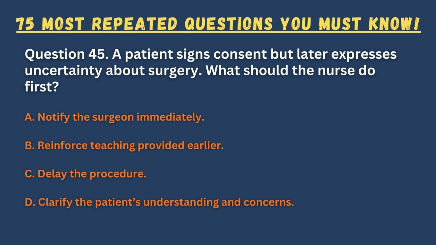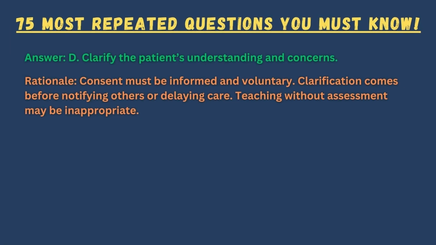Question 45. A patient signs consent but later expresses uncertainty about surgery. What should the nurse do first? A. Notify the surgeon immediately. B. Reinforce teaching provided earlier. C. Delay the procedure. D. Clarify the patient's understanding and concerns. Answer: D. Clarify the patient's understanding and concerns. Rationale: consent must be informed and voluntary. Clarification comes before notifying others or delaying care. Teaching without assessment may be inappropriate.